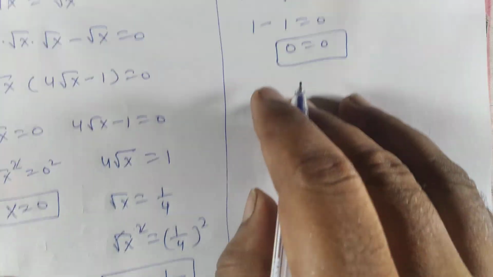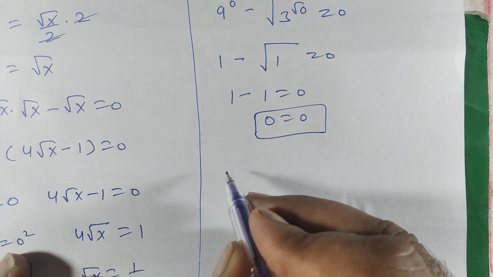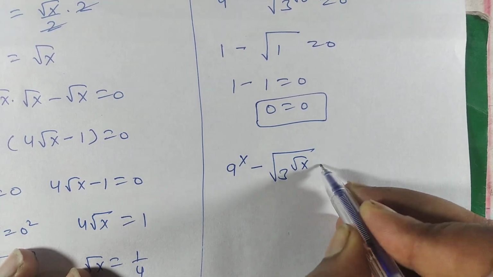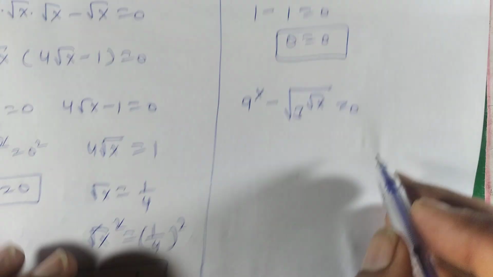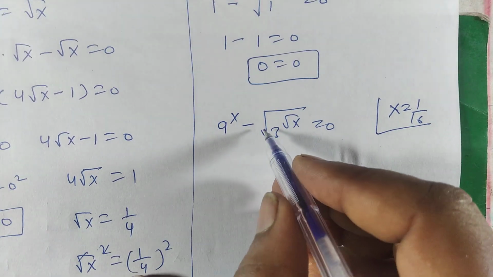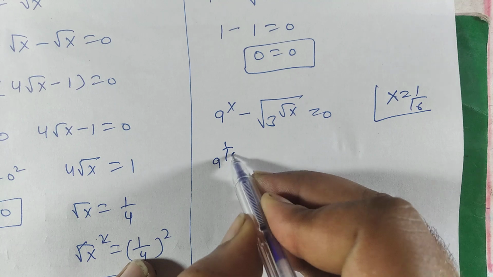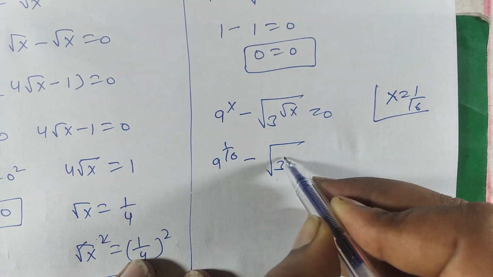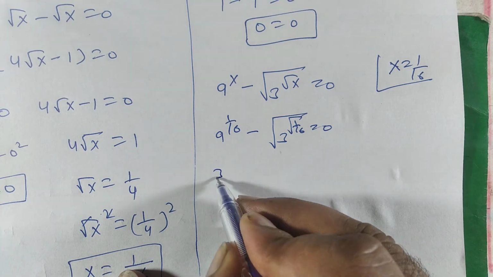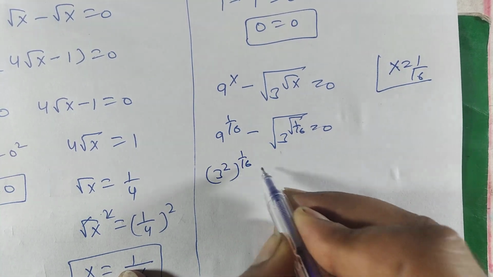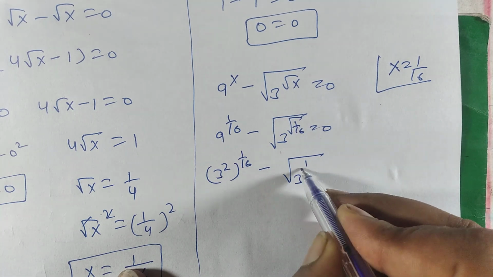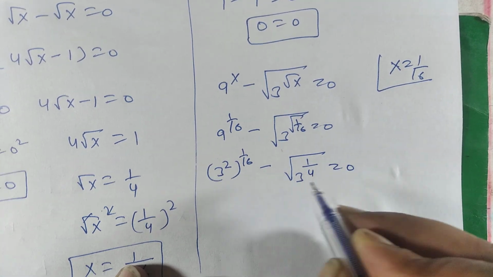0 is equal to 0. Now verify the other value. 9 to the power x minus square root of 3 to the power square root of x is equal to 0, with the other value x is equal to 1 over 16. Putting it here: 9 to the power 1 over 16 minus square root of 3 to the power square root of 1 over 16 is equal to 0. This 9 can be written as 3 squared, the whole raised to the power 1 over 16, minus 3 to the power, square root of 1 is 1 and square root of 16 is 4, is equal to 0.